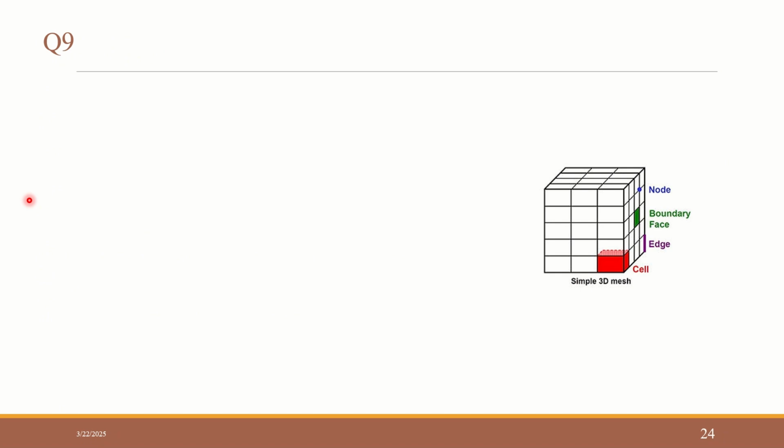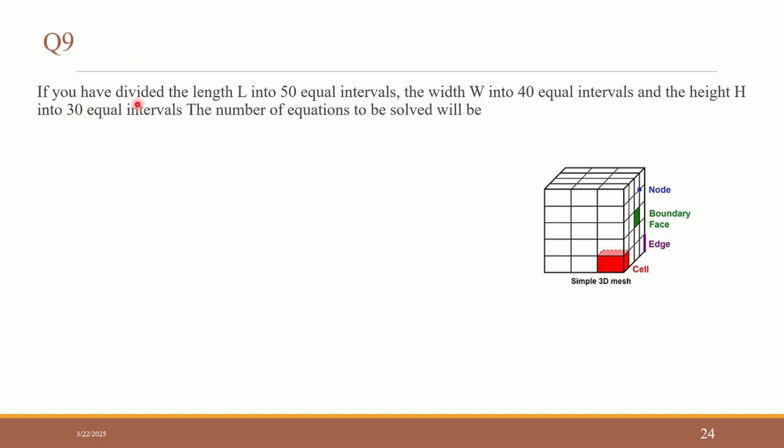In question 9, what is asked is that if you have divided the length into 50 equal intervals with W into 40 equal intervals and height H into 30 equal intervals, the number of equations to be solved will be dash. So in the previous questions, we have seen the division as 40, 30, 25. So in this question, what is asked is that we are dividing the domain into 50 equal intervals in the length, 40 equal intervals in the width direction, and in the height Z direction we are dividing into 30 equal intervals. So for this we need to identify the number of equations to be solved.